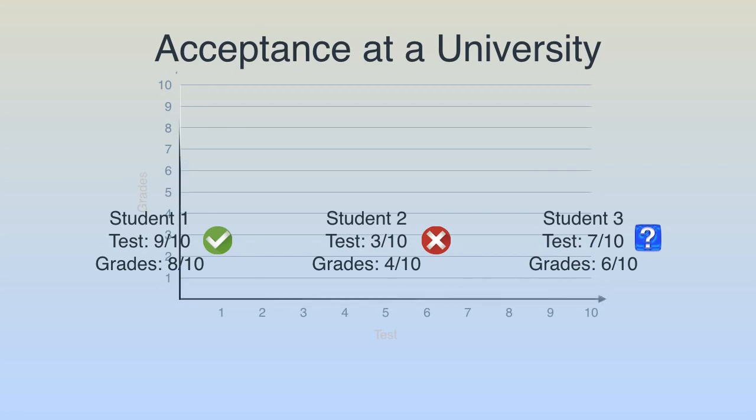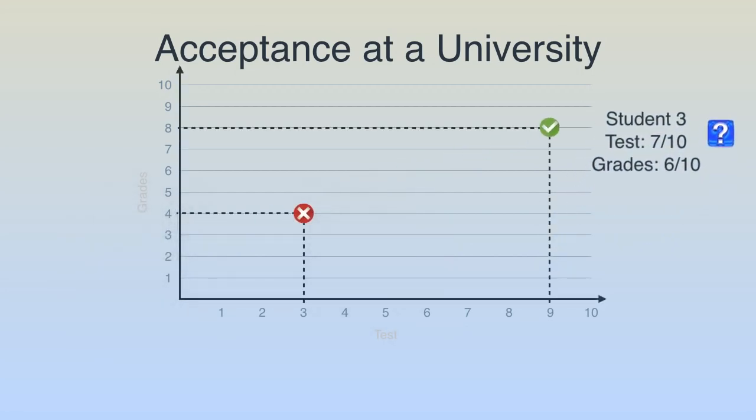So let's first put them in a grid, where the x-axis represents their score on the tests and the y-axis represents their grades. Here we can see that student 1 would lie over here in the point with coordinates 9, 8, since their scores were 9 and 8. And student 2 would lie over here in the point with coordinates 3, 4, since their scores were 3 and 4. So in order to see if we should accept or reject student 3, we should try to find a trend in that data.